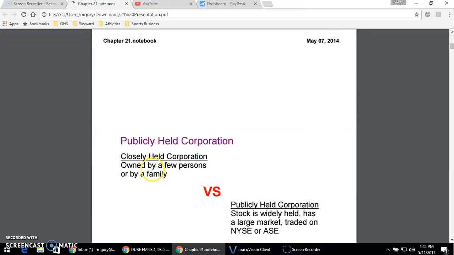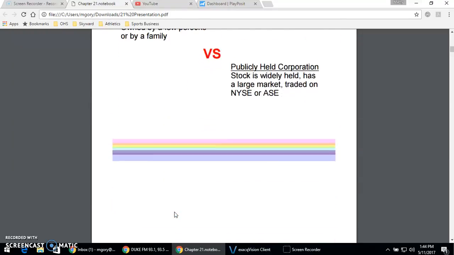All right. So publicly held corporation versus a closely held corporation. A closely held corporation is owned by a few persons or a family, and a publicly held corporation is usually through stock issuing. Those become the owners, and it is traded on the New York or American Stock Exchange.